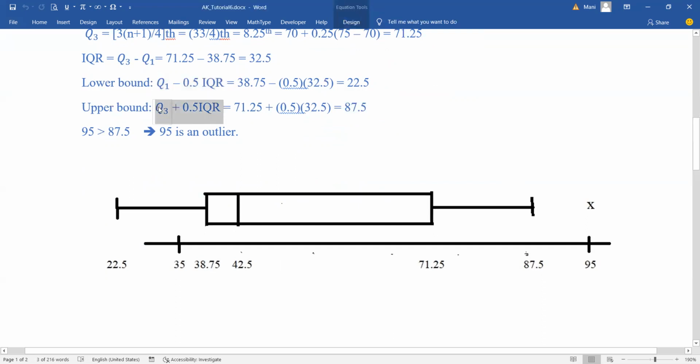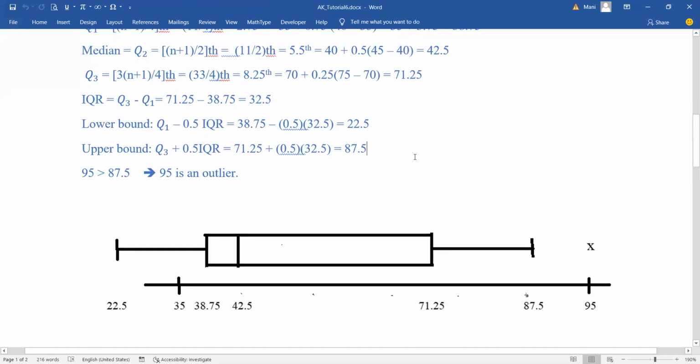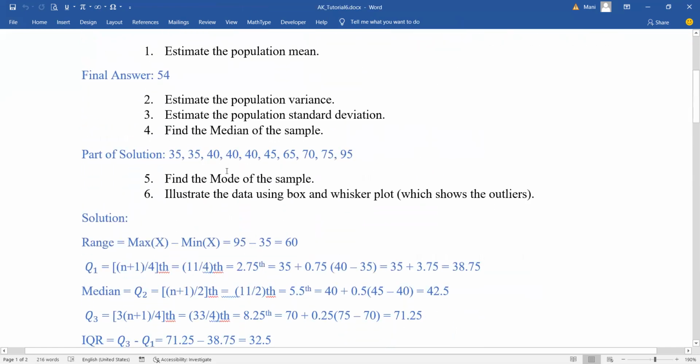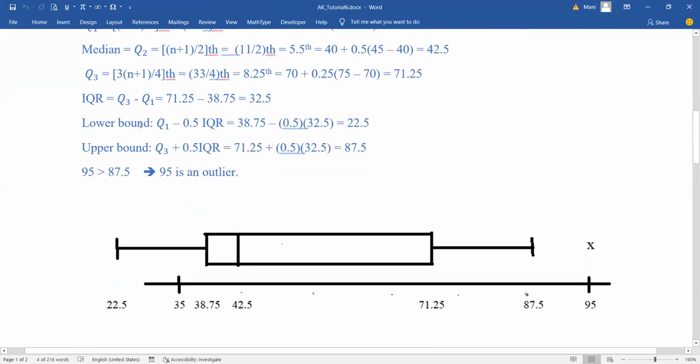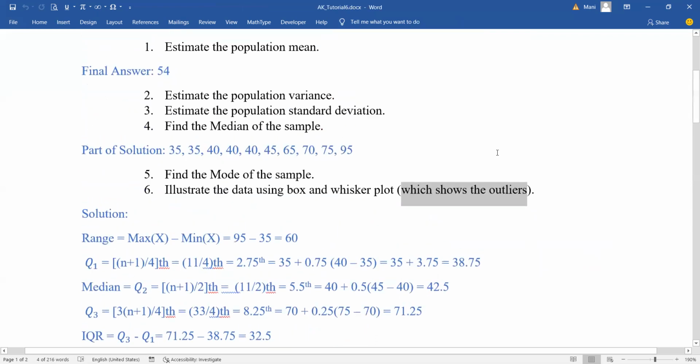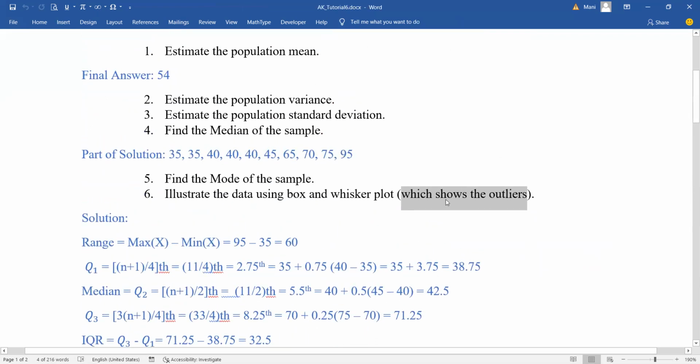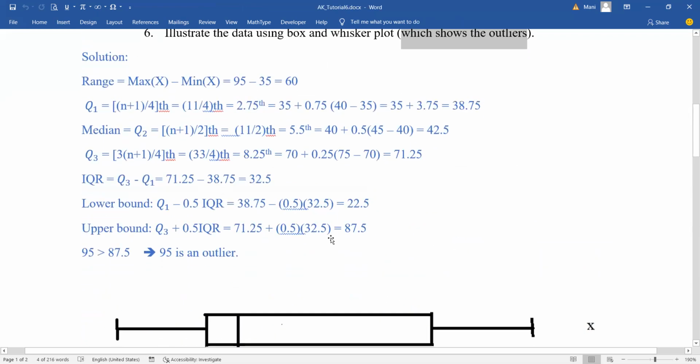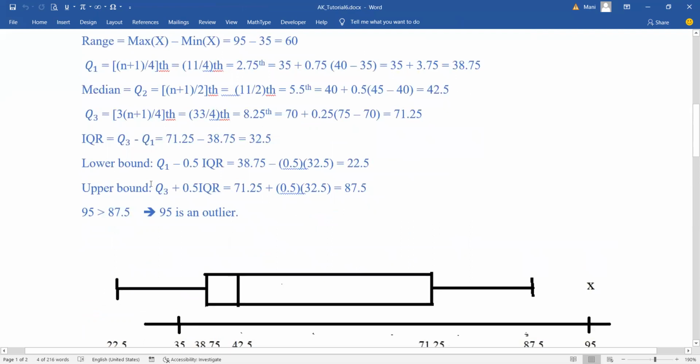I can't emphasize more. Okay, so in item 6, we said that it should show outliers. That's the reason we define lower bound and upper bound, not as minimum and maximum like in the lecture. So whenever we ask you about a box plot which shows the outliers, it means that you should define lower bound and upper bound and show it in the plot.